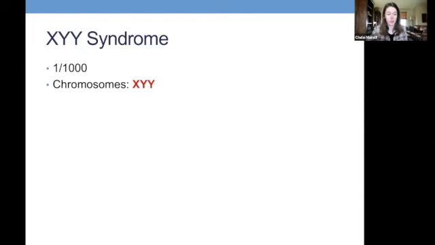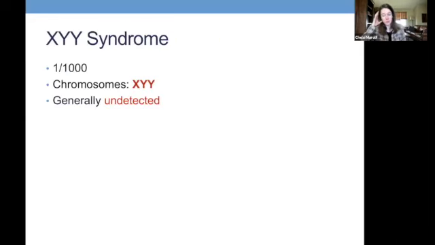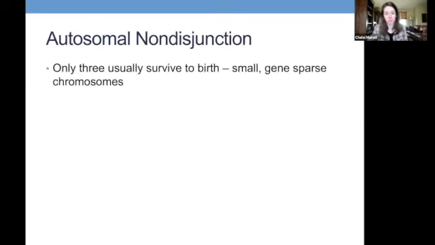XYY, also a little bit more common, so just as common as Klinefelter syndrome. Undetected because the Y chromosome is so small that I just don't think that it really disrupts that much. So it says 1 in 1,000 people. It's possible that it's more common than that just because it's not tested that often, because these individuals wouldn't really have any issues normally in their appearance or in mental capabilities.